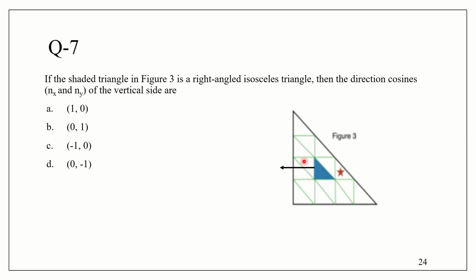So it is 0. So either option A is right or option C is right. And we can see that it is making 180 degrees with the x axis, so minus 1 is the right answer. So it is minus 1 comma 0. Option C is the right answer.